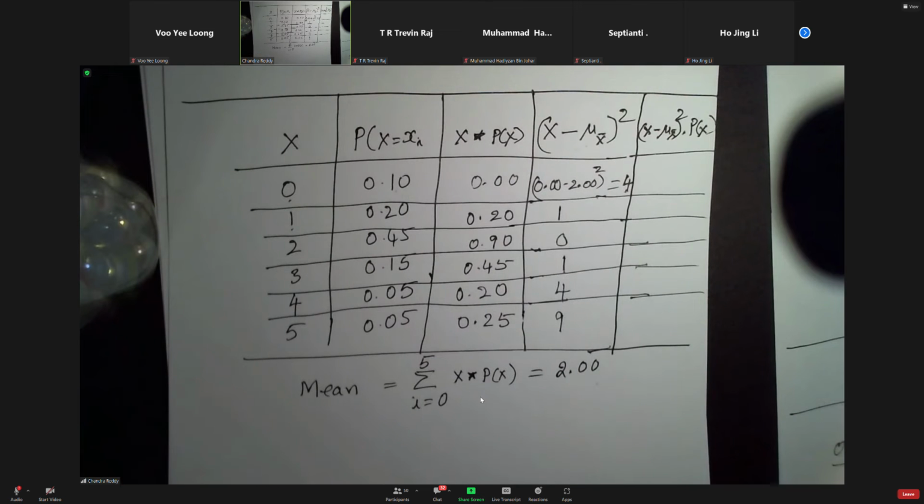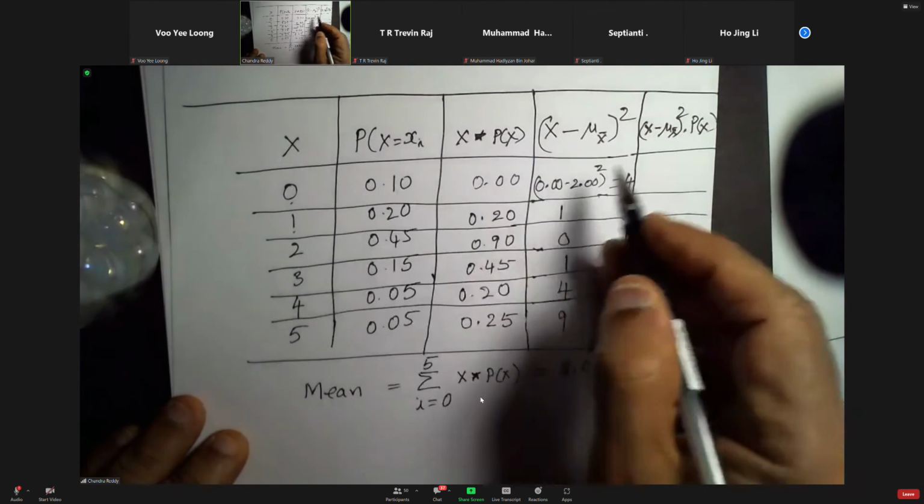Oh, my screen is smaller. Can you see bigger now? Okay.